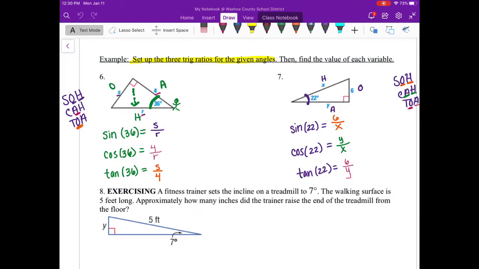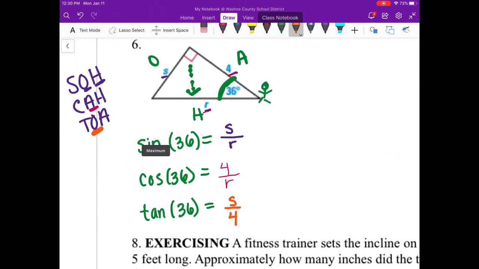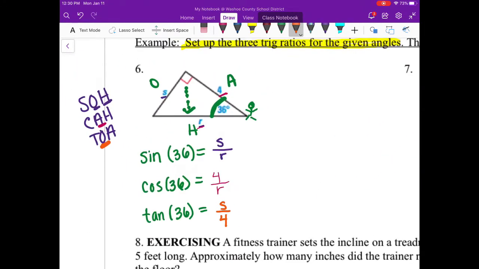All right, in this video, we're going to talk about the second part of 8.4, so actually starting to solve these triangles. The last video, we left off by setting up these proportions for sine, cosine, and tangent. So now we're going to be using these trig ratios to actually solve for the missing sides, okay? So we're solving for the missing variables here, and I have, for number 6 here, two variables. I have the variable s and I have the variable r.